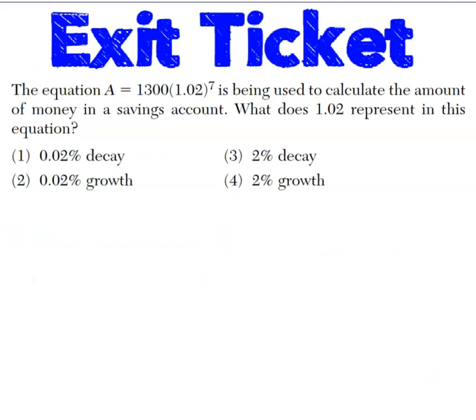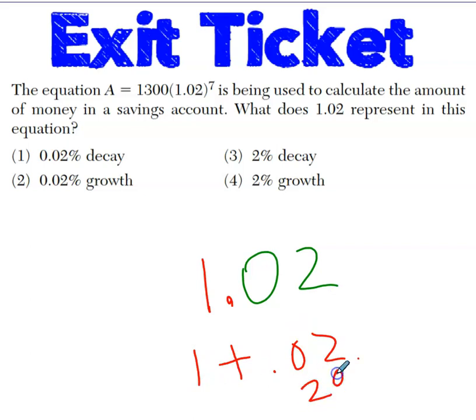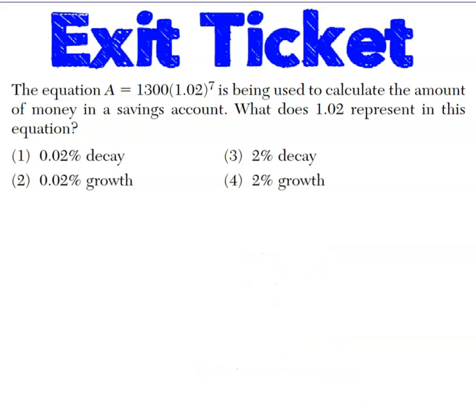All right. If you were given this exit ticket in class, give it a try. If you're looking for the solution, remember any number in the quantity here that is higher than 1 is growth. And remember that it became 1.02 because we added 1 plus 0.02, which converted to a percent, is 2%, not 0.02%. So this is 2% growth. Good luck.